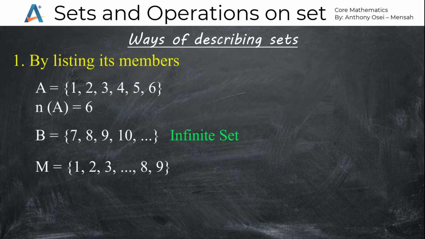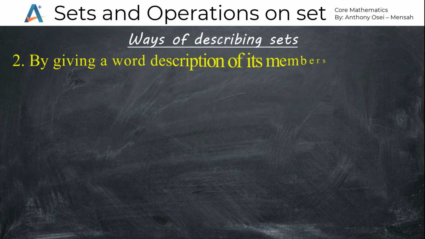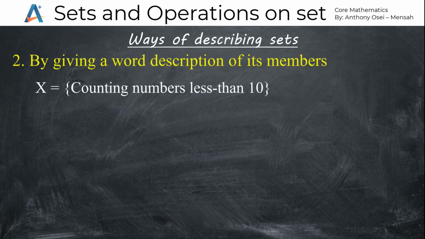Now the second way we can describe sets is by giving a word description of its members. That is to say, by describing the members that constitute the set. So let's take an example like I give you set X. Then I say set X constitutes counting numbers less than 10. So counting numbers less than 10.